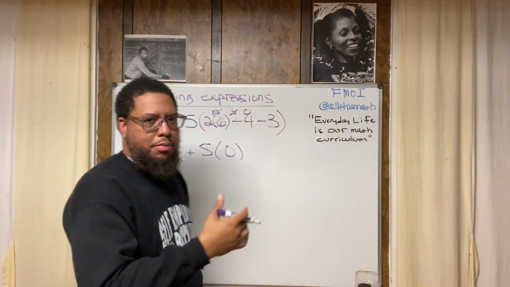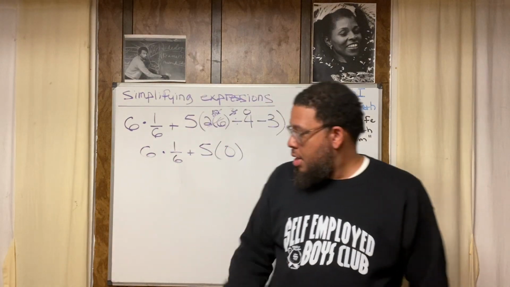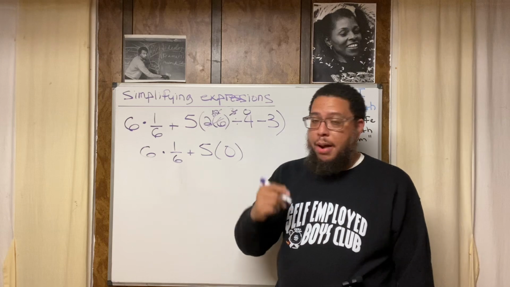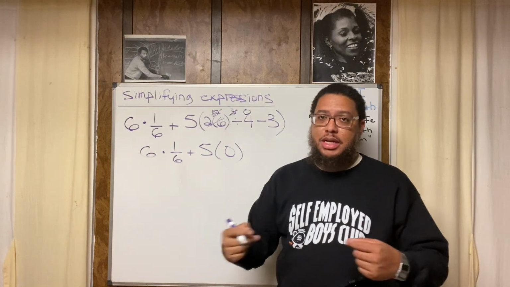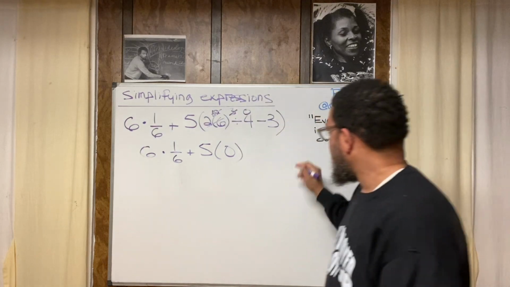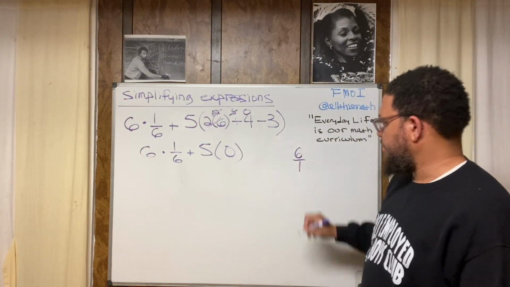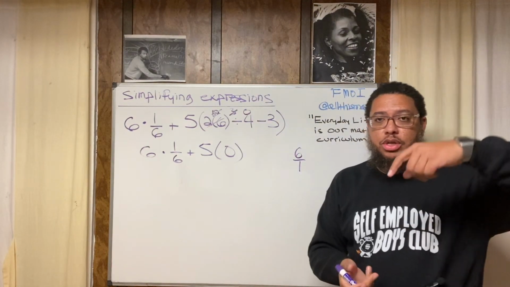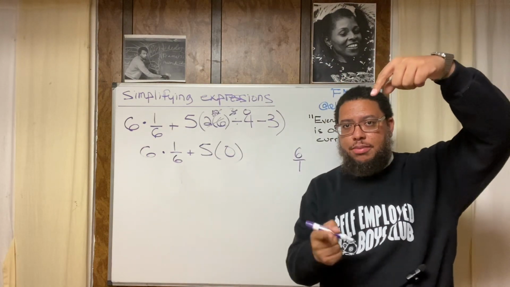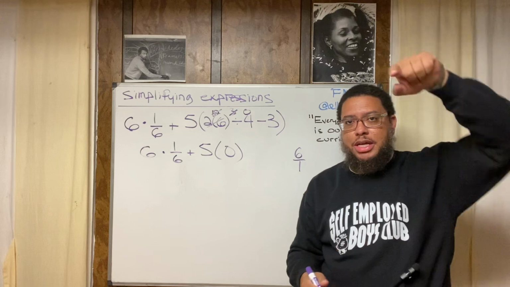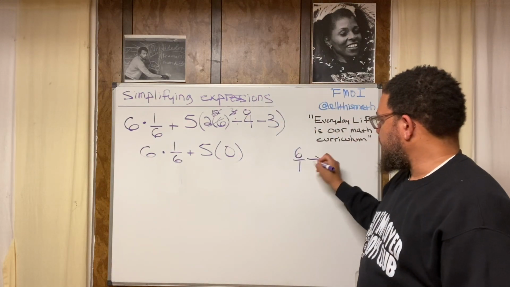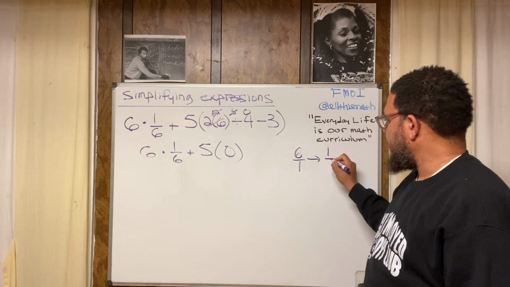Whenever you multiply a number by its reciprocal, 1/6 is the reciprocal of 6. How do I know that? Because if 6 had been represented as a fraction, what would it look like? It would look like 6 over 1. And a reciprocal is when the numerator and the denominator switch places. The numerator becomes the denominator, and the denominator becomes the numerator. So the reciprocal of 6 over 1 is 1 over 6.